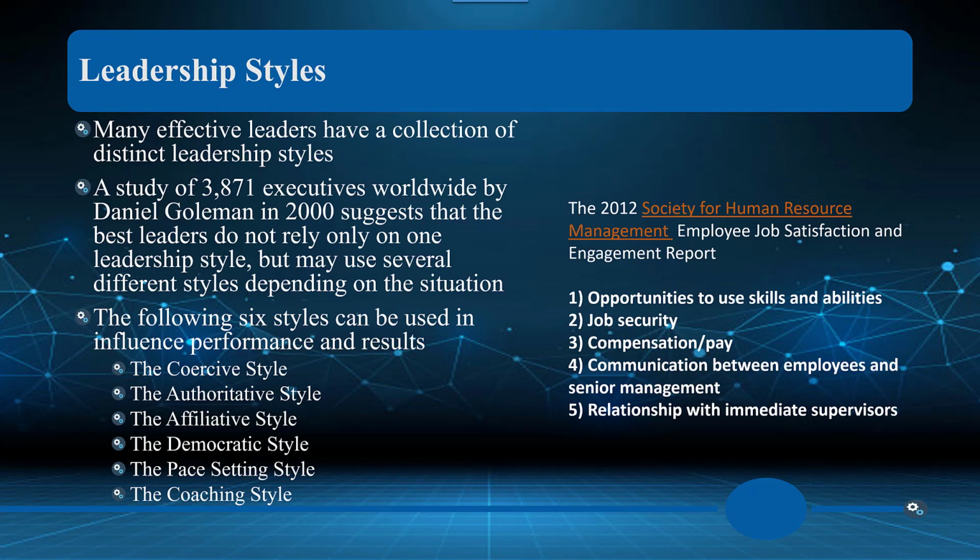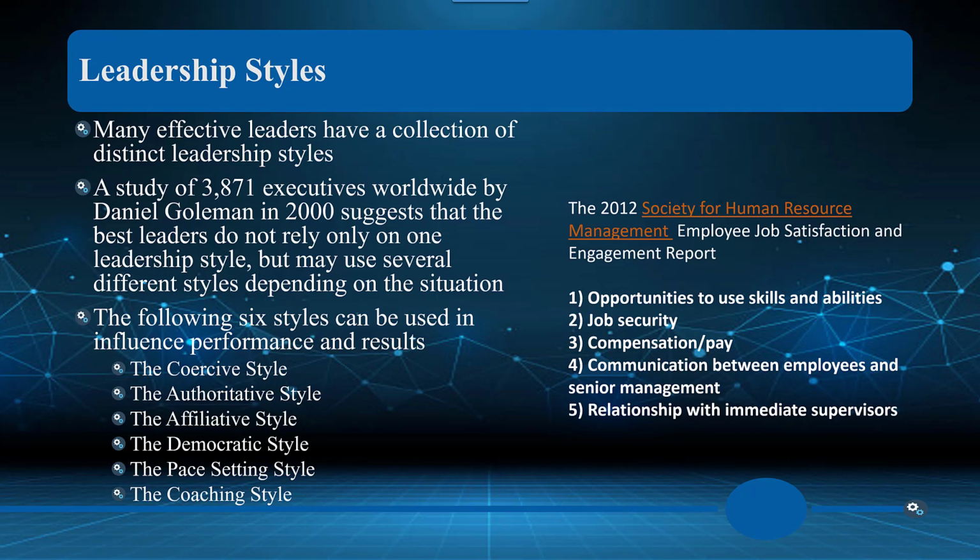Job security, of course, is important to people. They want to know they're going to have a job tomorrow. But notice then, finally, number 3, we get to compensation and pay. Finally, 4, communication between employees and senior management and relationship with immediate supervisors.